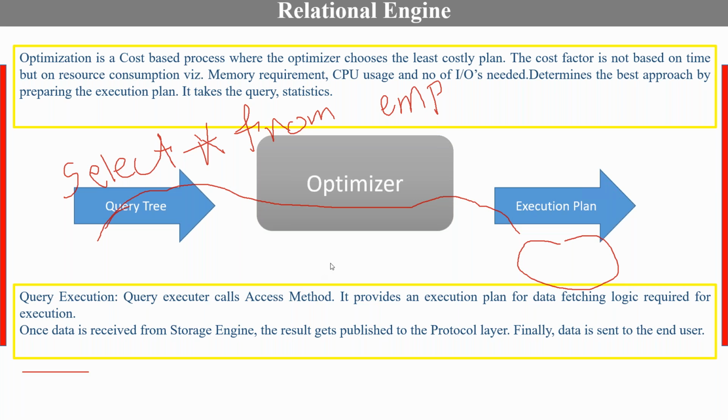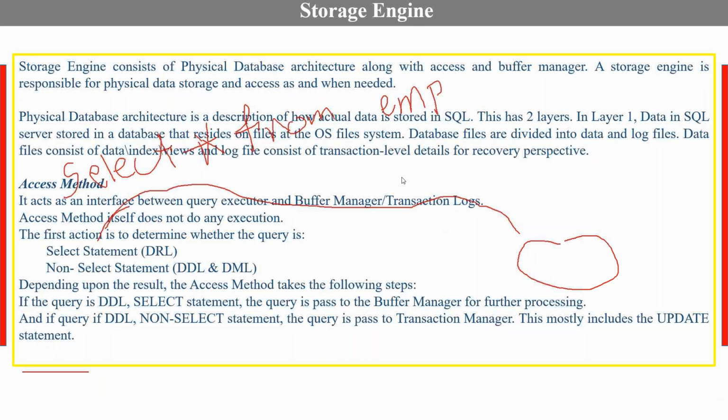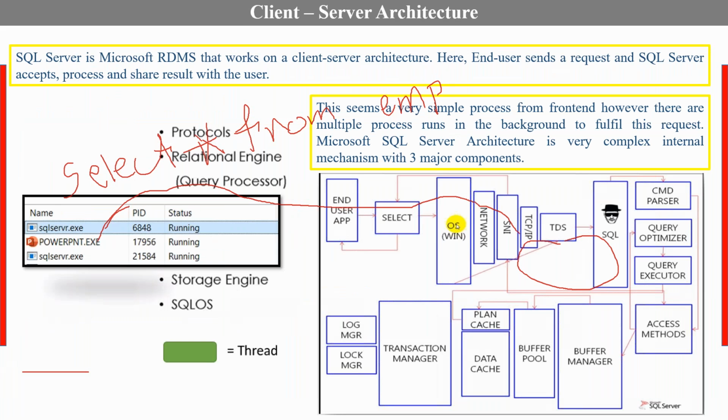Okay. Next, once the optimizer is done, then the query executor. There is no more physical data here. Logically, your query processing will be done in the relational engine, while your data will be processed under the storage engine. So your query executor calls the access method, which is part of the storage engine. The access method is the key component in the storage engine.